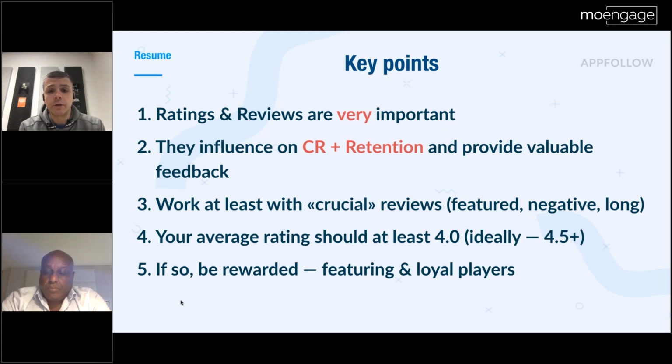Not only should your average rating be high, ideally 4.5 stars, but you also should think of other ratings that are reflecting the state of your application: the daily changes, the reviews ratings, and the featured reviews ratings. These are the indicators that you should follow, and be sure that you understand how your users are feeling about your application or your game.